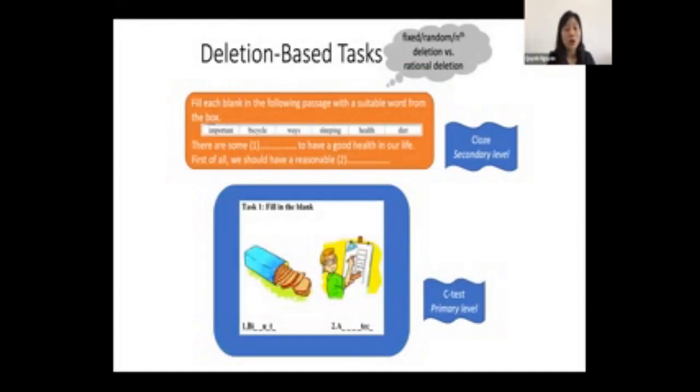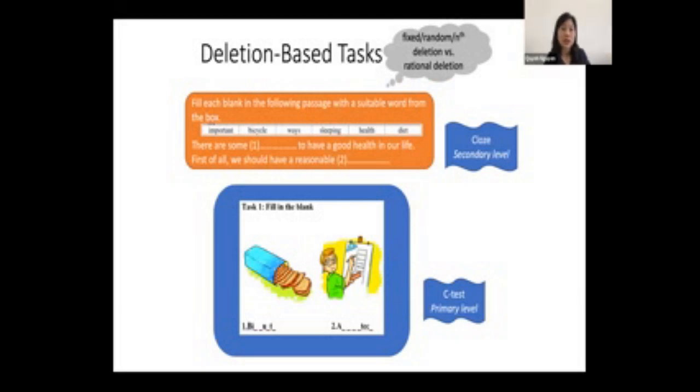In the next type of task, the deletion-based task, the students are asked to fill in the blanks, like in the cloze text or the C-test. For these types of tasks, the teachers need to consider whether they would use fixed deletion, like every fifth word or every seventh word, or random or regular kinds of deletions, or they can use rational deletions in order to focus on, at this point, for example, quantitative expressions, at the second point on cohesion, for example. And at another point, that would be the way to perform idiomatic expressions, for example.